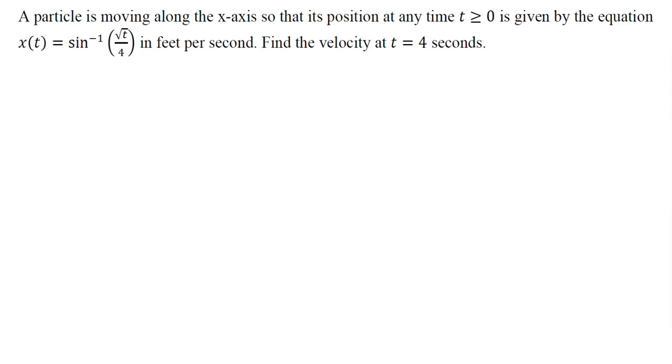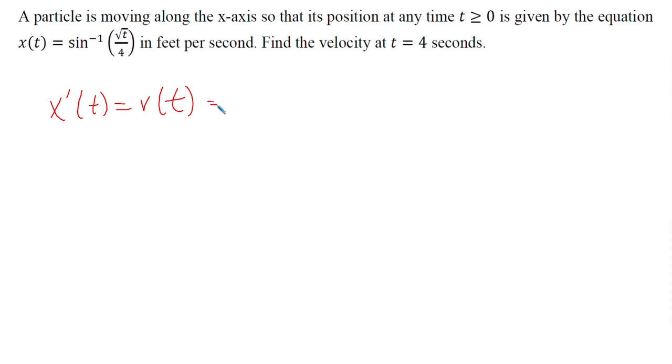All right, for our next one here, we've got a particle moving along the x-axis, and it's got a position for any time t greater than or equal to 0, equal to inverse sine of root t over 4. We want to find the velocity when t is 4. So first we just need to find the velocity function, right? X prime of t will be velocity. And to do that, we need to take the derivative of the inverse sine of root t over 4.